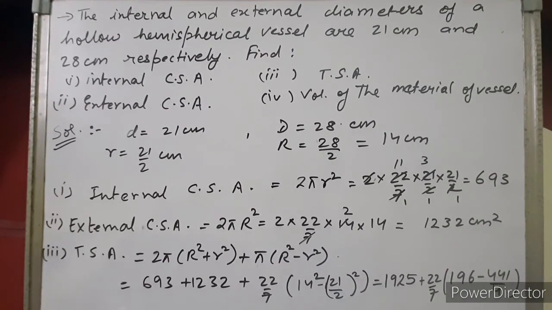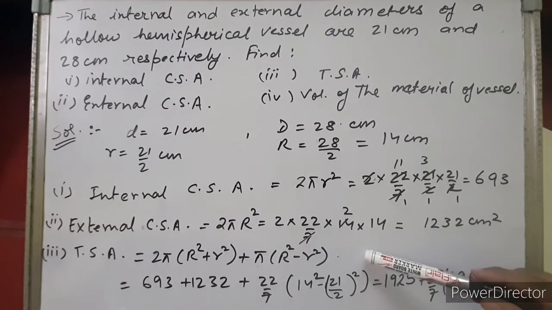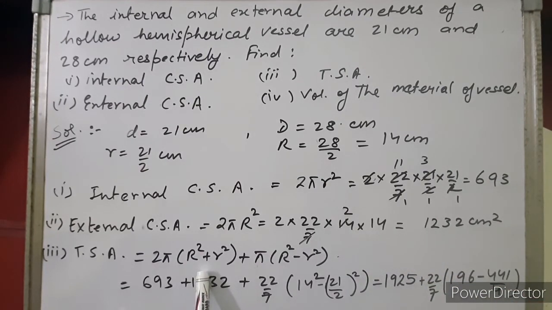Now we're calculating the total surface area, the third point, that is the total surface area of the hemispherical vessel. If you remember the formula for the total surface area, it will be the internal curved surface area plus external curved surface area plus the area of the ring. The internal and external curved surface area will be 2 pi bracket capital R square plus small r square, and the area of the ring will be pi bracket capital R square minus small r square. So the value of the first term will be 693 plus 1232.